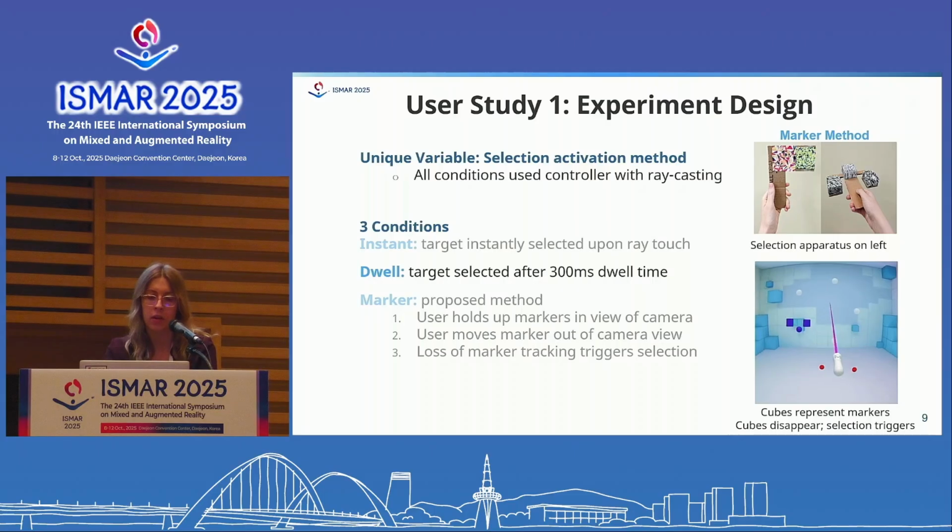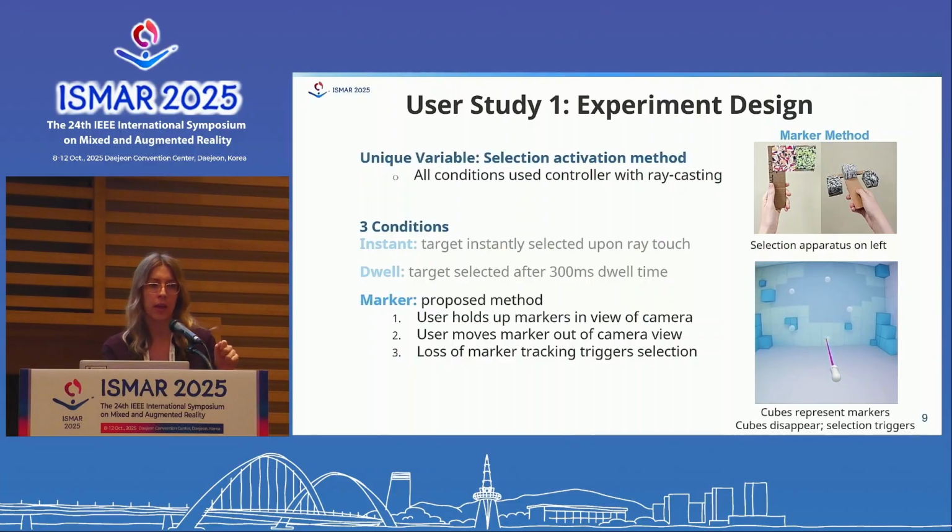And then what we call marker, which is our proposed method, where the user holds a cardboard piece in their left hand, and it has 2 tracked markers attached to it. So to trigger selection, both markers must lose tracking by being moved out of camera view in some way. So the animation in the bottom right demonstrates this technique. Those purple cubes represent the selection markers. When they're hidden from the camera, the cubes disappear, and that is when a selection is able to be triggered.